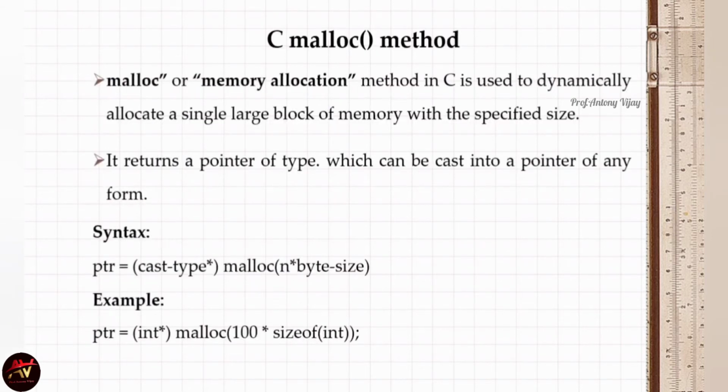First of all, I will explain malloc. Malloc means memory allocation. It will create a single large block of memory. Here initialization is not possible, so we will not access the element in the memory location. This is one of the drawbacks of malloc.